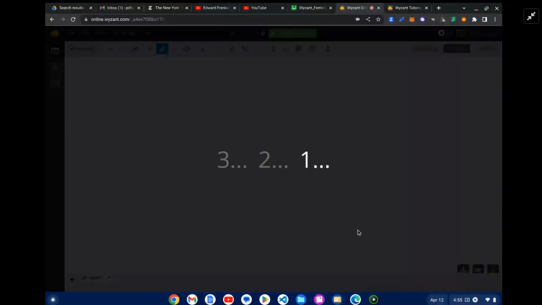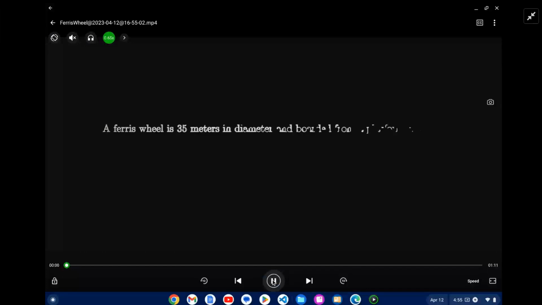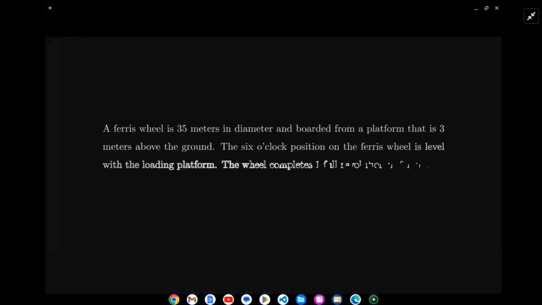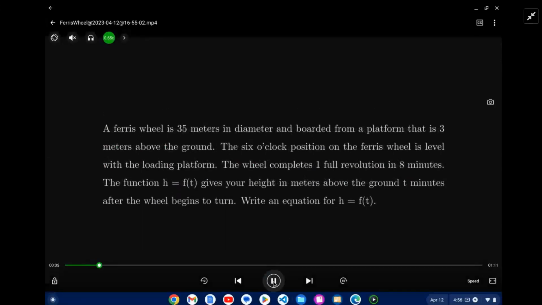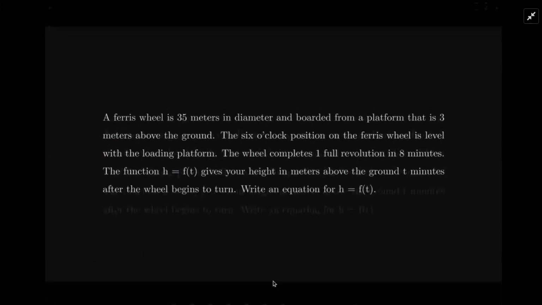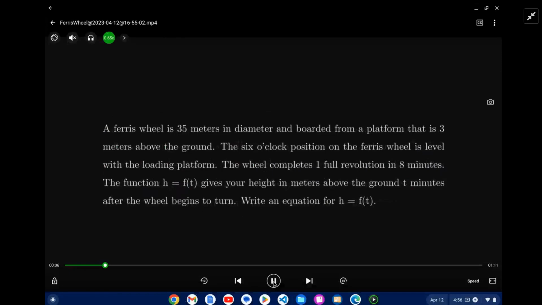All right. So rather than just answer the question, what I'd like to do here is show how the sine function can describe circular motion. We have a Ferris wheel, and that's a good example of real-life circular motion. This Ferris wheel has a diameter of 35 meters. The lowest point is 3 meters above the ground, and it finishes one full revolution in 8 minutes.